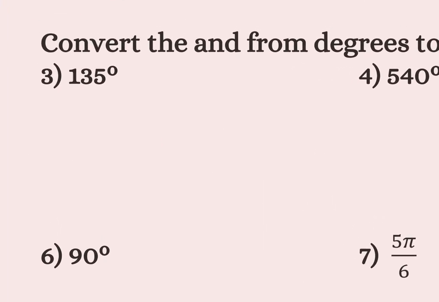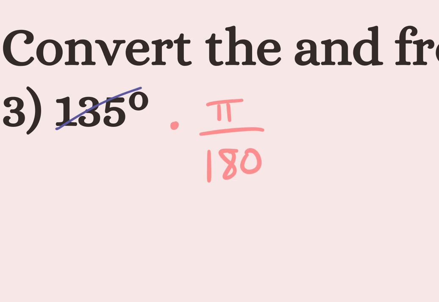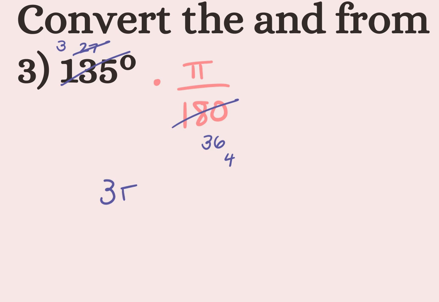All right, so we're going to start with the conversion. If it's in degrees and I want to go to radians, I multiply it times pi over 180. There are going to be times you won't have your calculator and you will need to simplify that. You can divide by 5. So if I divide this by 5, let's start there. 27. Divide this by 5, 36. Can I reduce it again? Yep, 9 goes into both of these. 3 and 4. So this is 3 pi over 4.